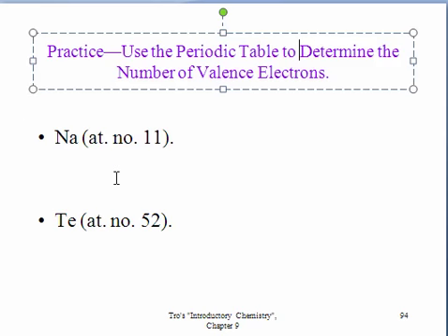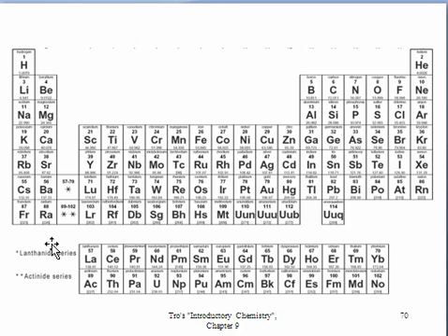So get out your periodic table, pause the slide, and determine the number of valence electrons for sodium and tellurium atoms. Here's sodium right here in our first column, so it's going to have 1 valence electron. And tellurium is over here. 1, 2, 3, 4, 5, 6. Every member of this family is going to have 6 valence electrons. We count from left to right, ignoring the d block.